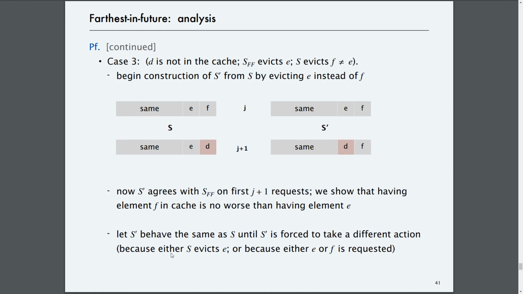Then we have the more complicated case. D is not in the cache. Farthest in the future evicts the value E, and the other schedule evicts some other element, so F, which is not equal to E. So we construct S prime from S by evicting E instead of F.